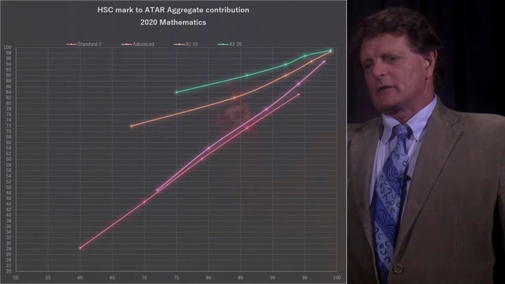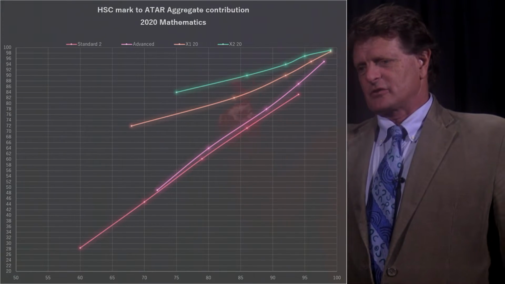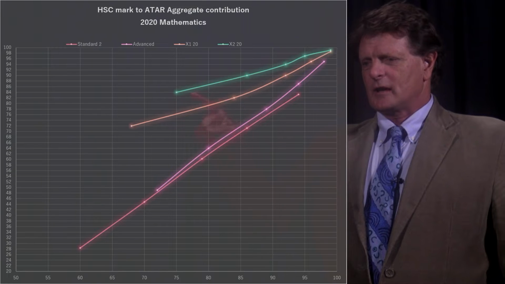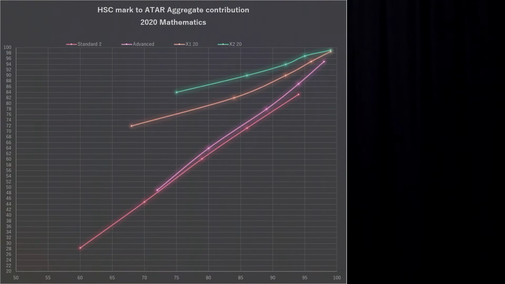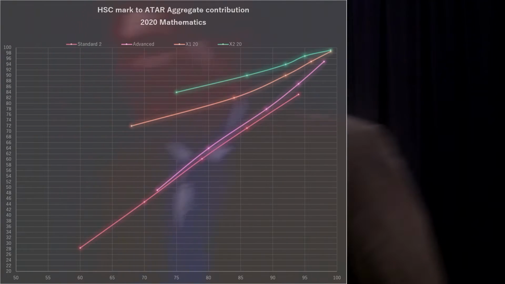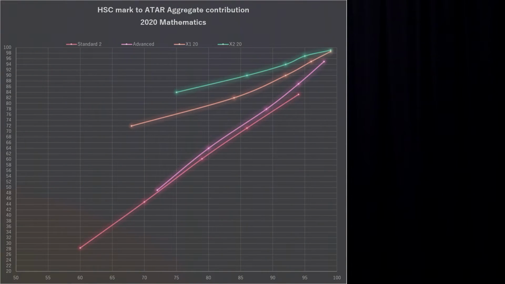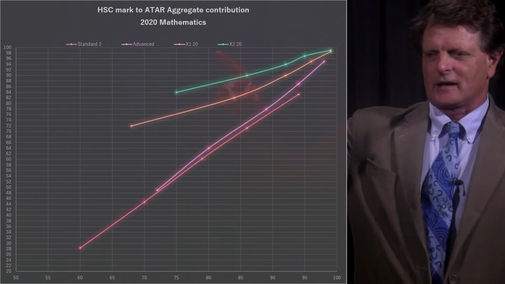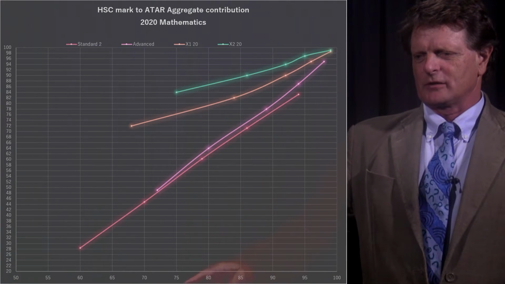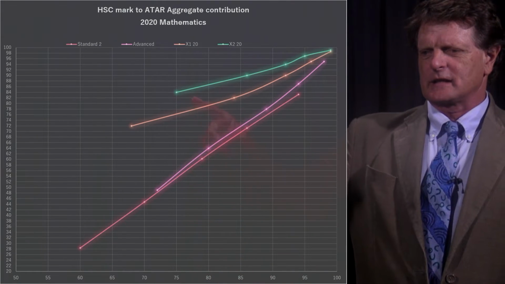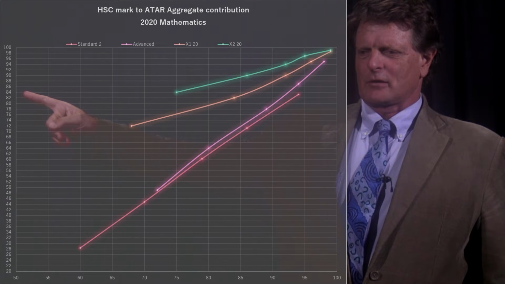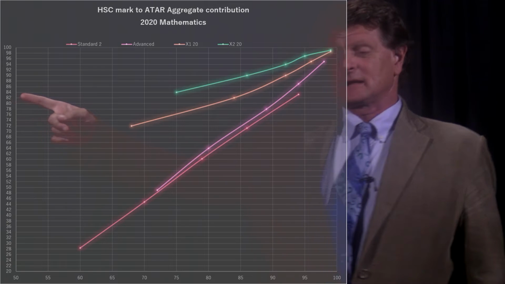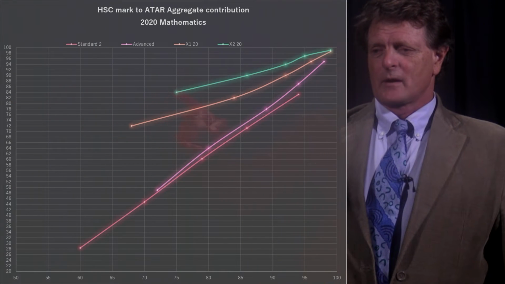So what we're seeing here is that the green one at the top is Extension 2. If I follow that across, what number is that? 84. So that number there is a 75. You get 75 in Extension 2 in the HSC, you will earn 84 ATAR credits. So you get 6 up your sleeve for other subjects.